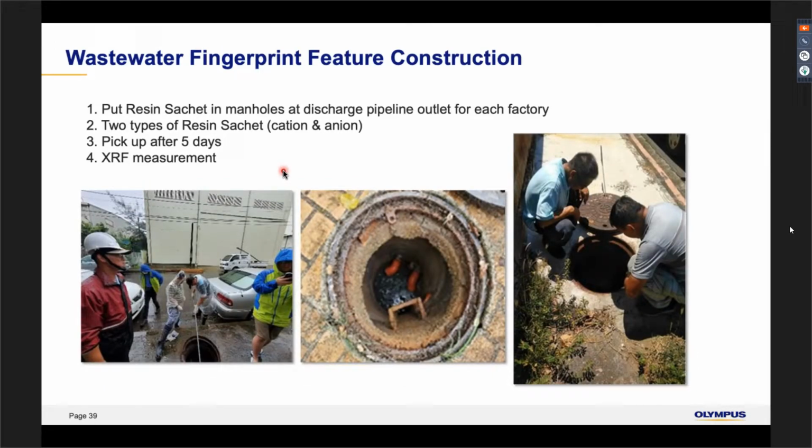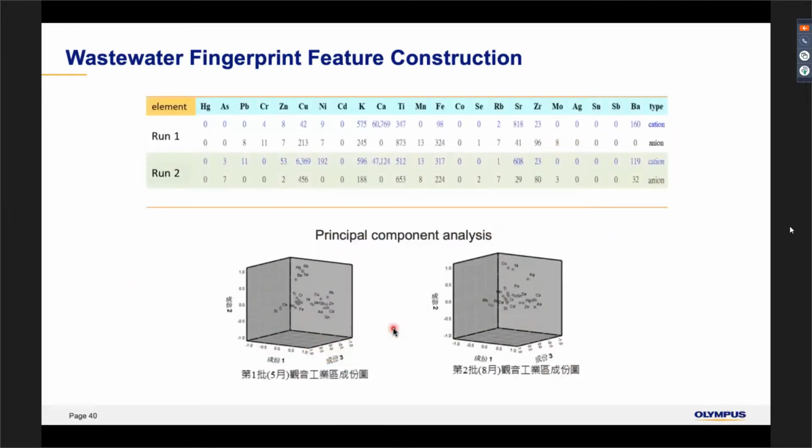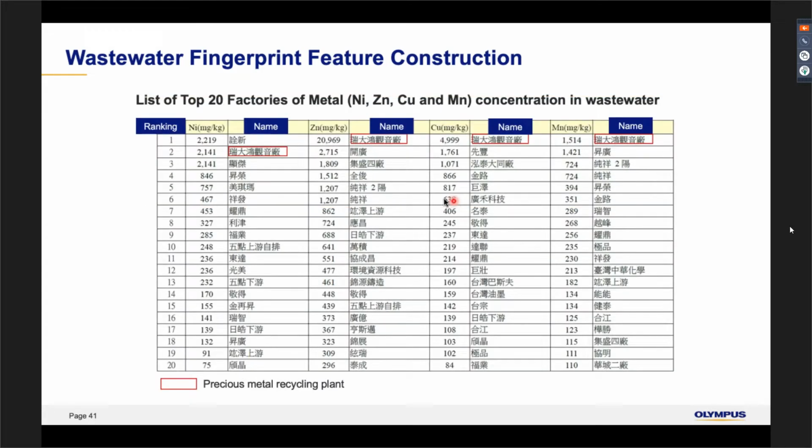We carried out this plan. We did not go into the factories to take samples. Instead, we put tiers at the manhole where the wastewater discharge comes out from the factory. And after the data correction, with a huge amount of data, we can do some data analysis by principal component analysis. And also we can list the top 20 factories of metal emission in wastewater in this industrial park.